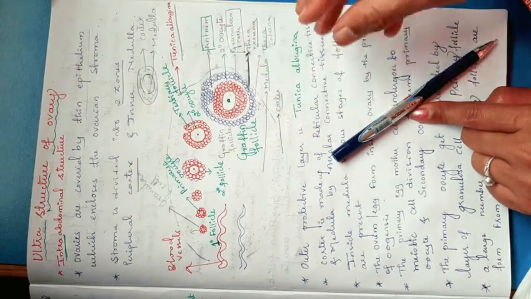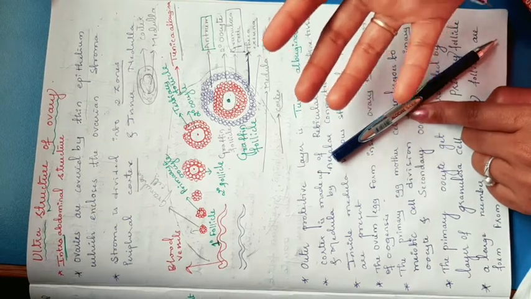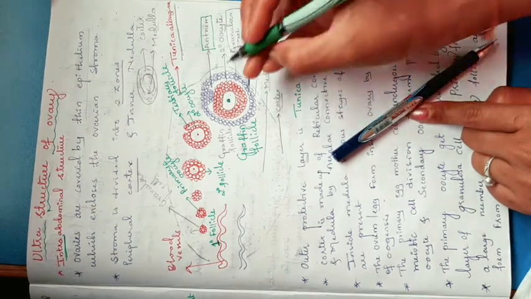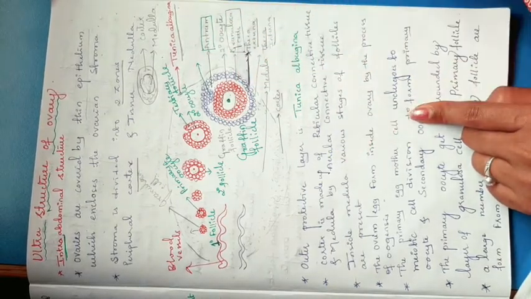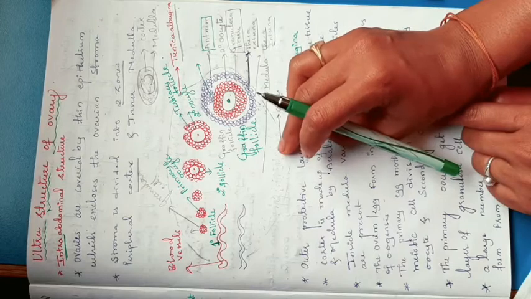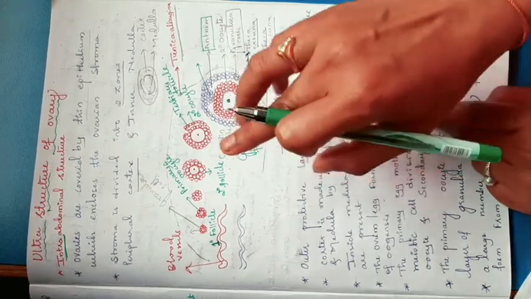The secondary oocyte is not floating inside the Graafian follicle. It is attached by a number of cells from the theca regions. This is all about the structure of the ovary.